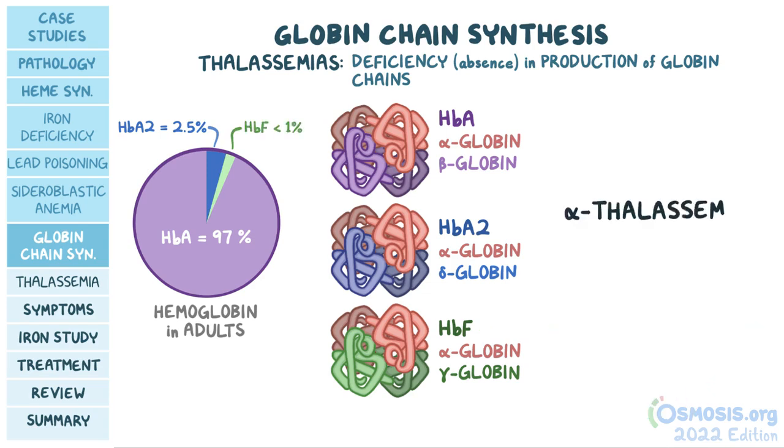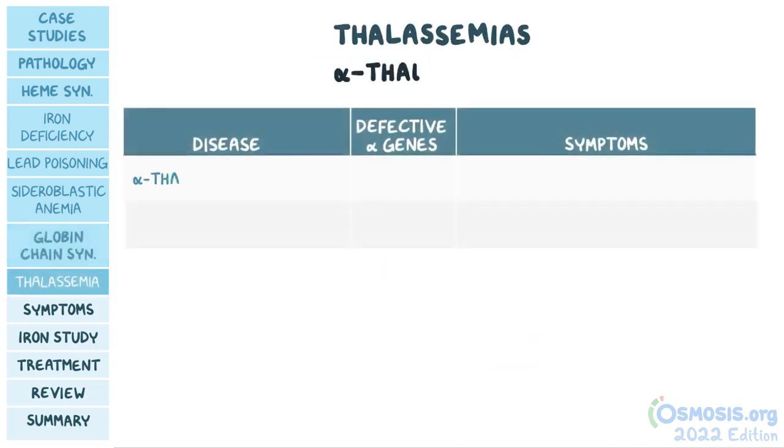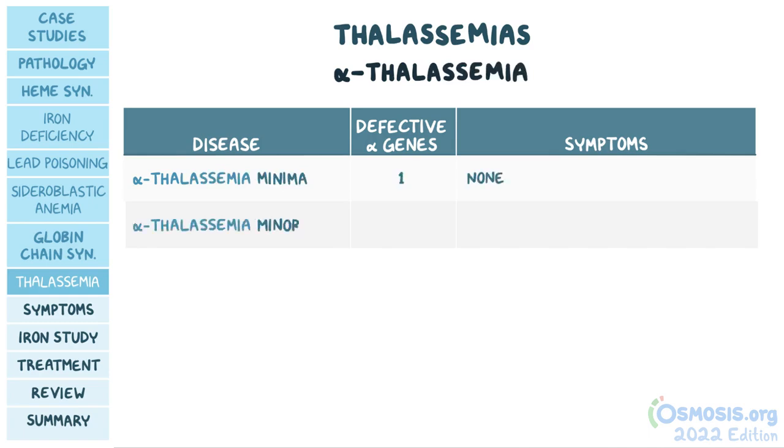In alpha thalassemia, there is a mutation in the genes that code for alpha globin chains, while in beta thalassemia, there is a mutation in the genes that code for the beta globin chains. Now, in alpha thalassemia minima, there's one defective alpha gene, usually causing no symptoms. In alpha thalassemia minor, there are 2 defective alpha genes, causing mild microcytic hypochromic anemia.